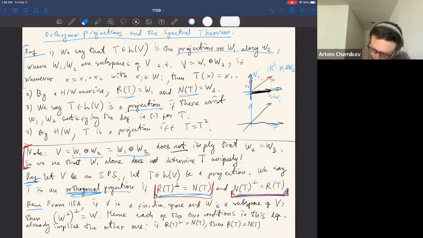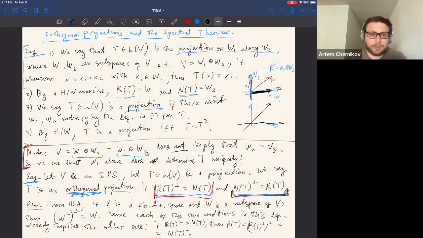Well, let me write it in the opposite order. So we get that the range is equal to the range of T orthogonal complement by what we just said, right? But this then is equal to N of T orthogonal complement, right? So we see that if the range is orthogonal to the null space, then also we have that the null space is orthogonal to the range, and vice versa.